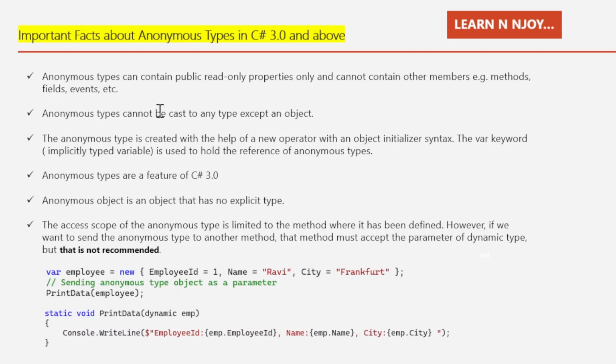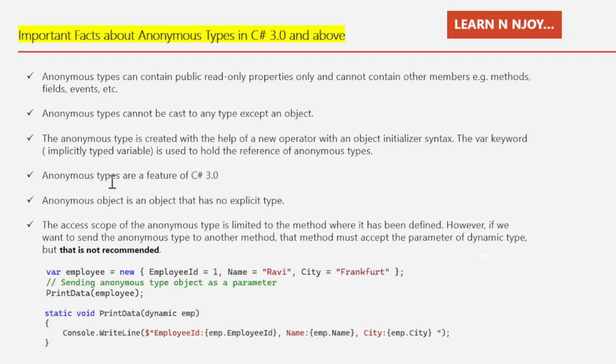Number 2. Anonymous types cannot be cast to any type except an object. We have already seen in the previous example, right? Number 3. The anonymous type is created with the help of the new operator with an object initializer syntax. The var keyword, which is nothing but the implicitly typed variable, is used to hold the reference of anonymous types. So we have already seen that var keyword, we hold the reference of the anonymous type that we define with the help of the new operator and an object initializer syntax, right? That is number 3.